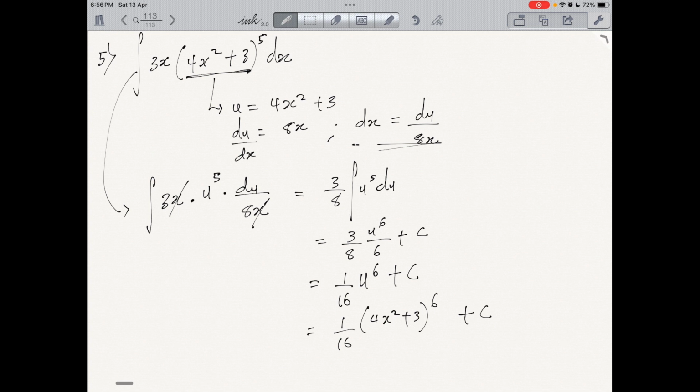In our next video, we will be taking more examples on integration using algebraic substitution.